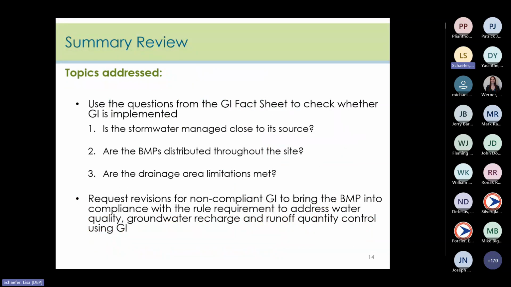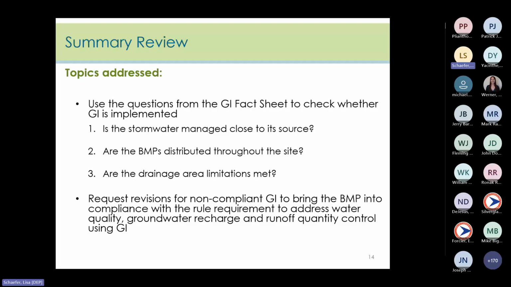So answering 3 questions when you review a design will check if GI is properly implemented on a site, meaning the GI BMPs are located close to the source of runoff, they're dispersed throughout the site, and that the drainage area limitations are met. So this example did not answer 2 of the 3 questions from the GI fact sheet with a yes, so this design cannot be called green infrastructure. So the requirement to use GI has not been met by this major development project.